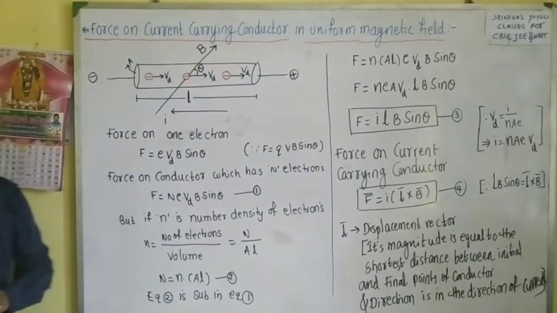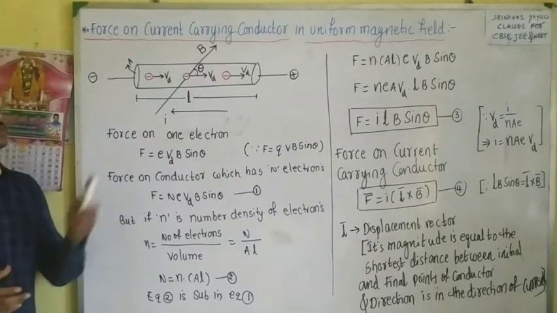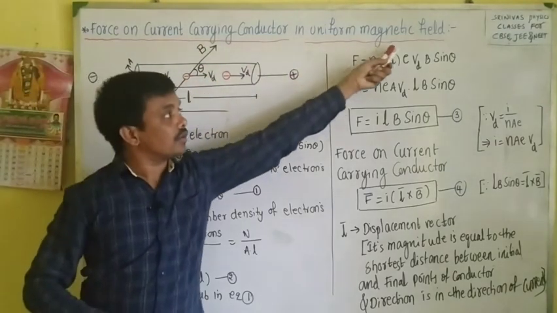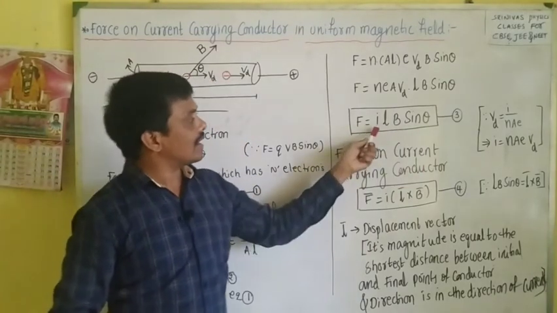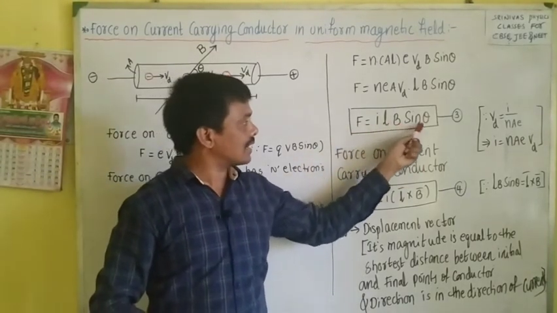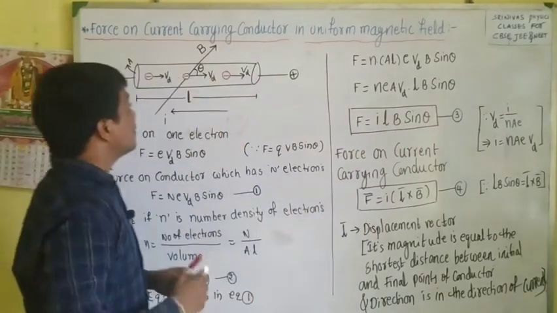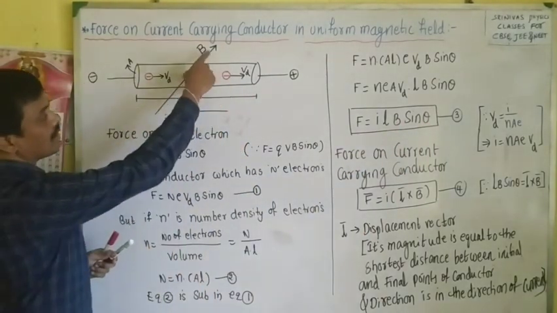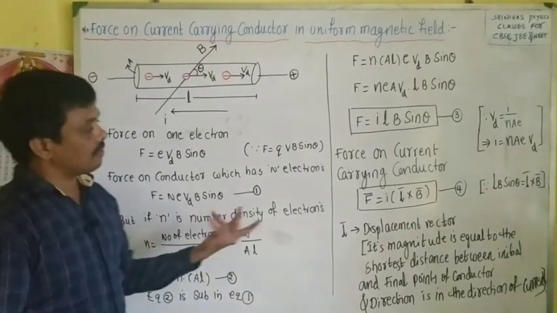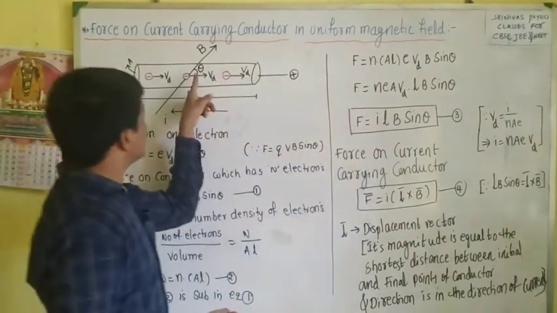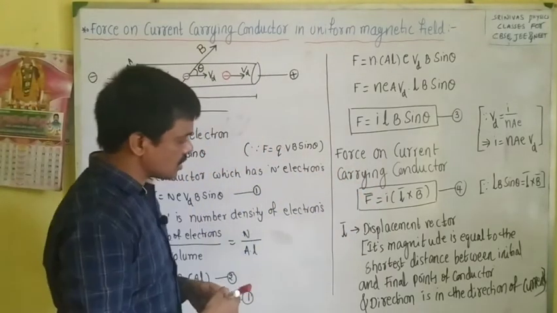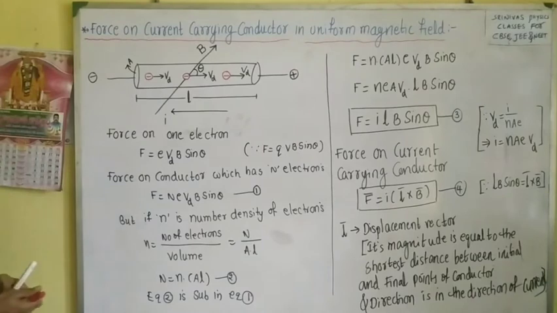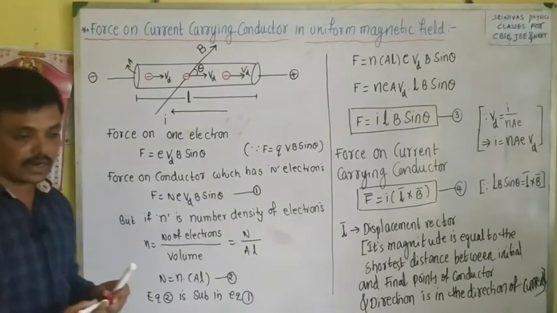Take the screenshot and note it. This is the derivation for the force on current carrying conductor in uniform magnetic field. Its formula is I L B sin theta, where I is the current, L is the length, B is the magnetic induction, theta is the angle between the L and B. We take that angle between the L and B, or angle between the V and B also we can take. Here we can write the terms also. If you want, you can write here. Take the screenshot and note it. What are the terms here we have?